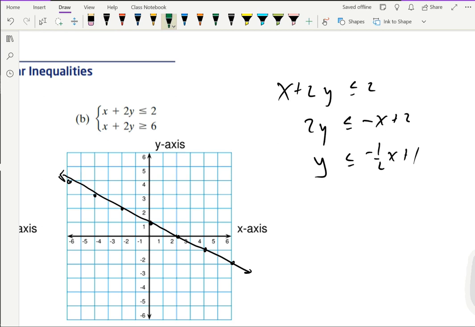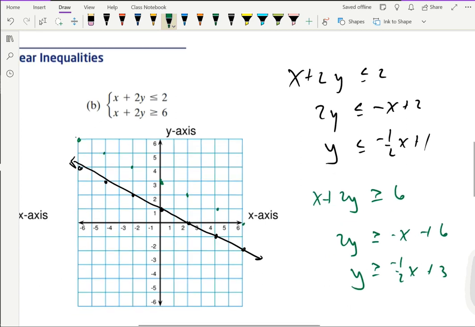Let's graph the other one. We've got x plus 2y greater than or equal to 6. So similar process, going to subtract the x, then divide by the 2. So it's going to be negative a half x plus 3. So again, these two, just like the last one, are going to end up being parallel to each other. They have the same slope, they just have different y-intercepts.